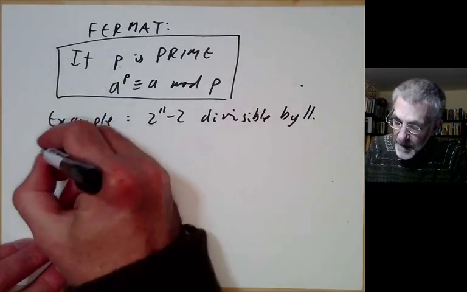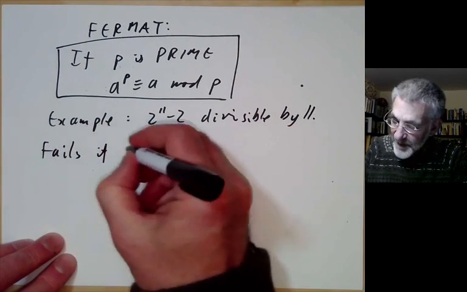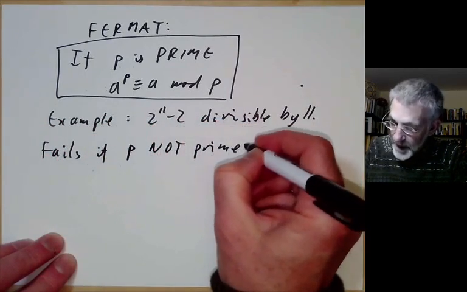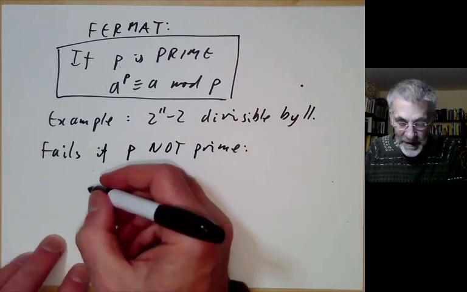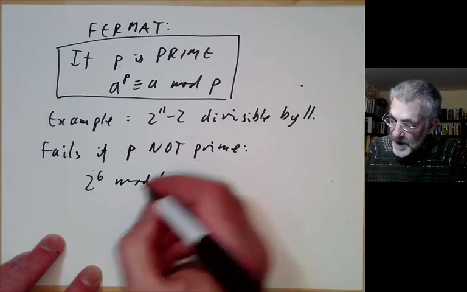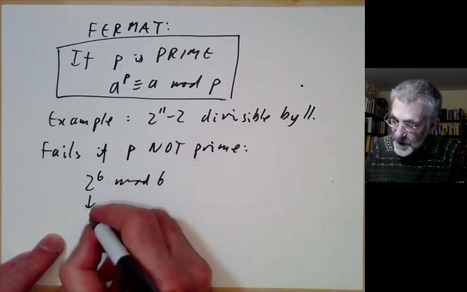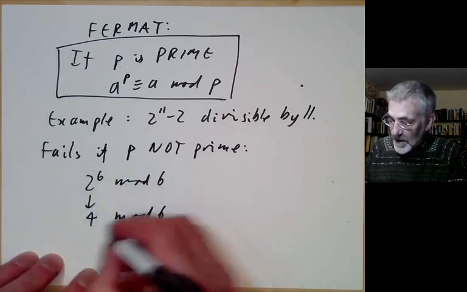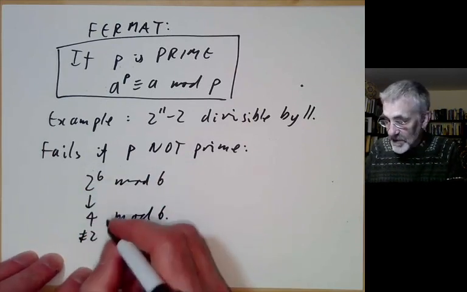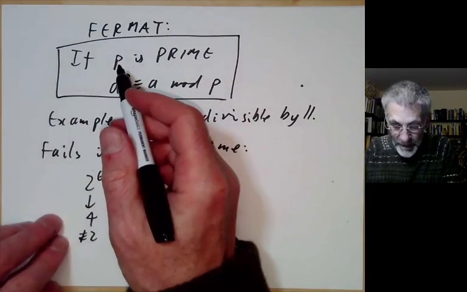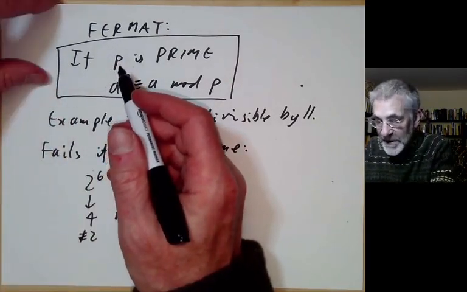This fails if p is not prime. So if we look, for example, at 2 to the 6 modulo 6, 2 to the 6 is 64, which is just 4 modulo 6, which isn't congruent to 2 modulo 6. So this doesn't work for most numbers.